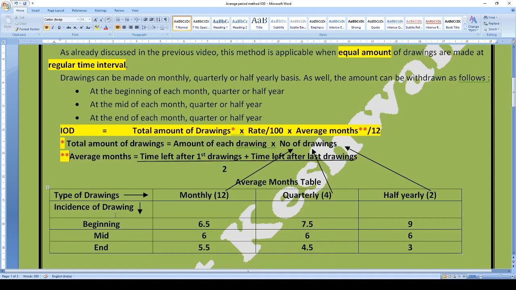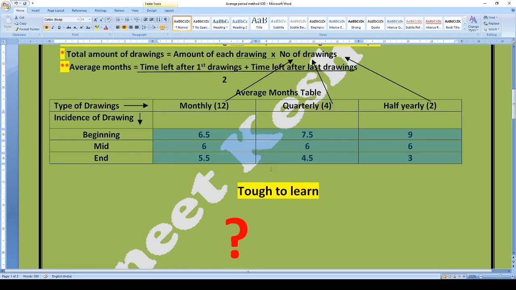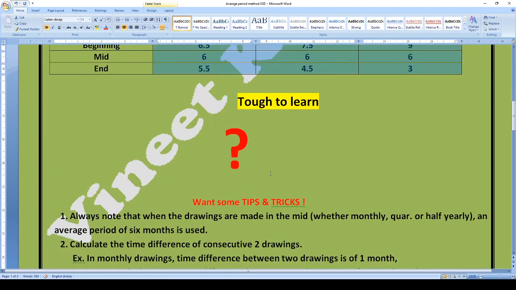But as you can see, there are 9 cases. If a partner is making monthly withdrawals, then he can withdraw at the beginning, at the mid or at the end. So there are 3 cases. Similarly, 3 cases of quarterly drawings and 3 cases for half yearly drawings. So there are in all 9 cases, and how will you remember which average month you have to use in what condition? It would be very difficult to learn, so there is a simple trick, some tips and tricks over this.